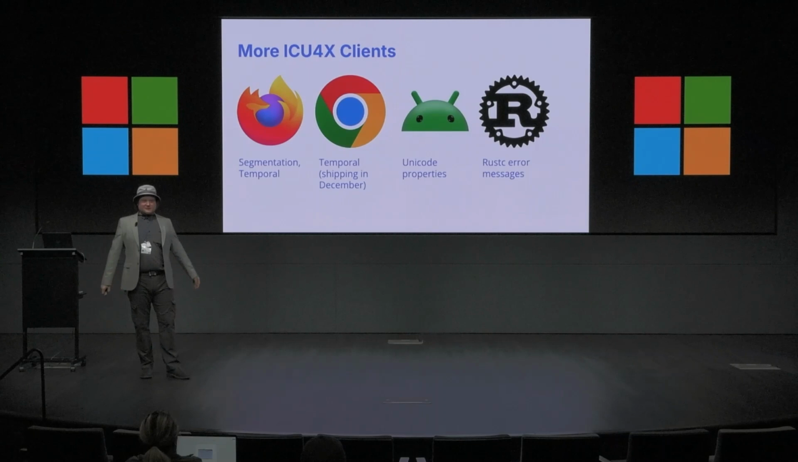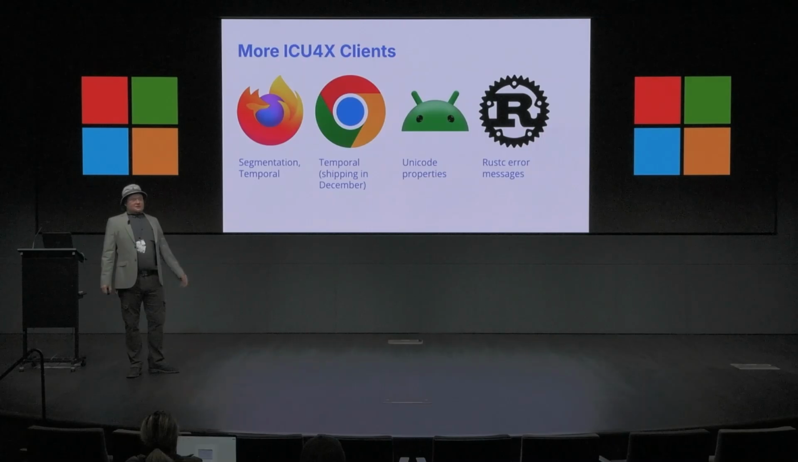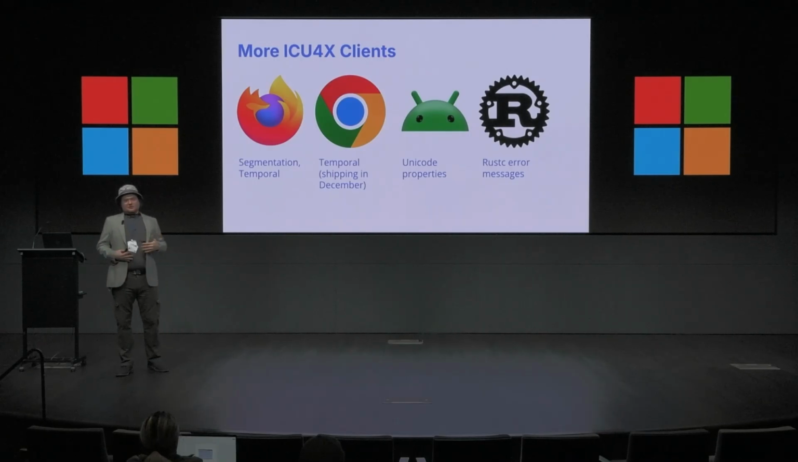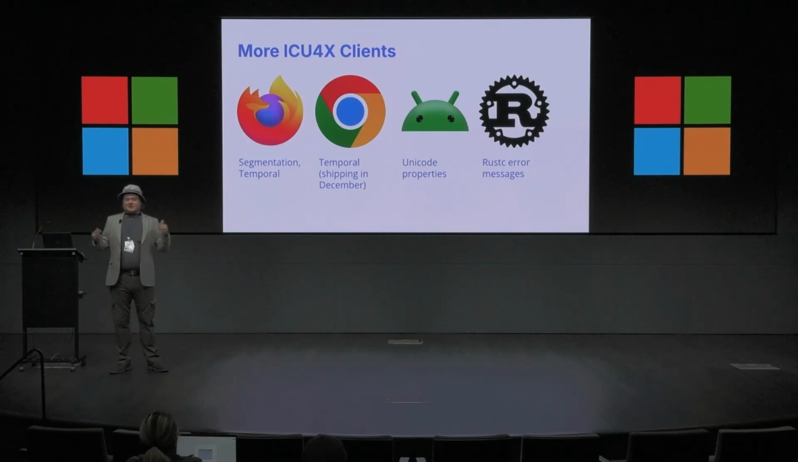There's some more ICU4X clients. Firefox, I mentioned. Chrome, shipping in December. Android, as well as the Rust standard library for error message formatting, as well as others. These last couple of weeks since we had our last release, the 2.1 release, I've been getting pings from a lot of different clients who are like, "Hey Shane, we're integrating ICU4X," and it's really been growing a lot, especially in 2025. There's more growth in 2025 than all the previous years together, which is really exciting for the project.